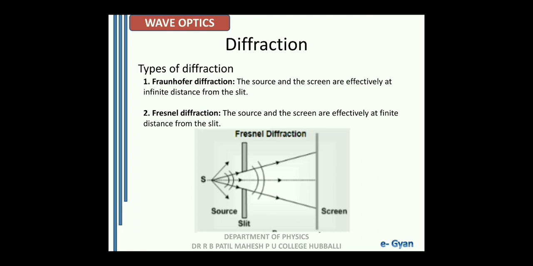Now, if you see, the nature of the wavefront that is incident on the slit is due to a point source, so hence it is spherical in nature. And since it is a slit, the wavefronts that move out of the slit, that get diffracted, are cylindrical in nature, and the screen is at a finite distance. Since the screen is at finite distance, we need not use the lens. So Fresnel diffraction is the one in which the source and the screen are effectively at finite distance from the slit.